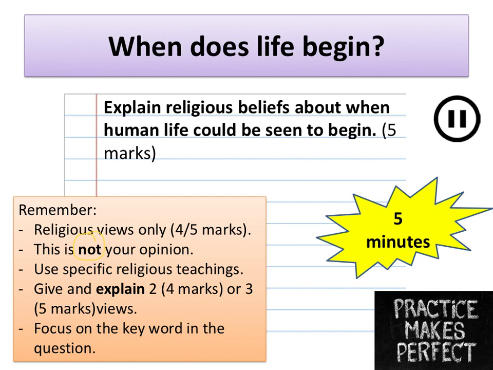You must be able to give and explain at least 3, as it's a 5-mark question, religious views. You must, throughout, focus on the key word in the question. Here, the key words are when life could be seen to begin. We must make sure that we're talking throughout the question about that. Pause the video for 5 minutes and answer the question. Pause the video now.